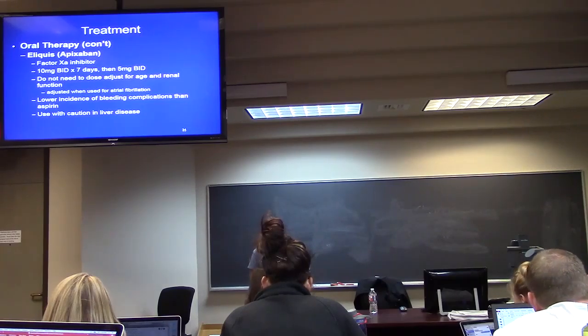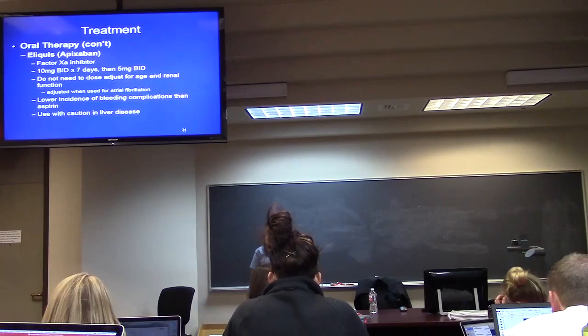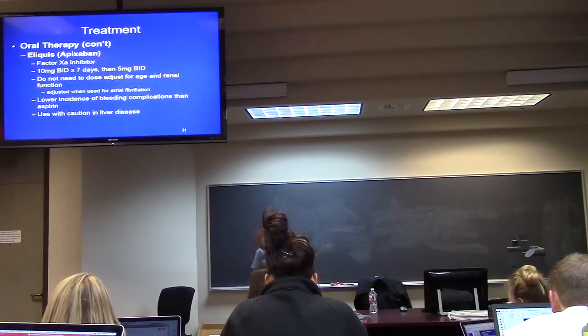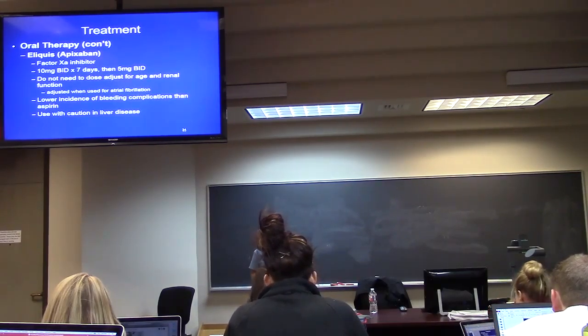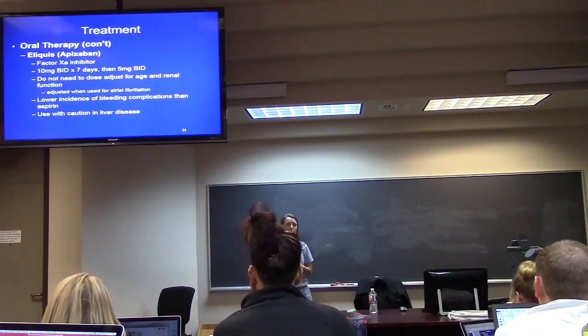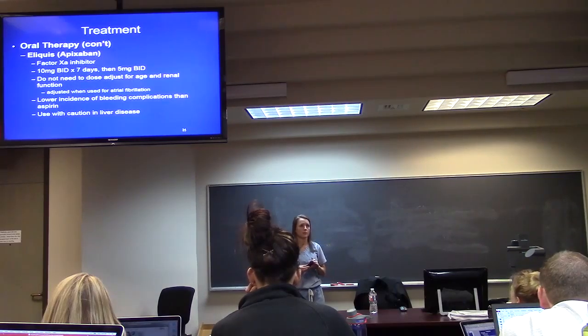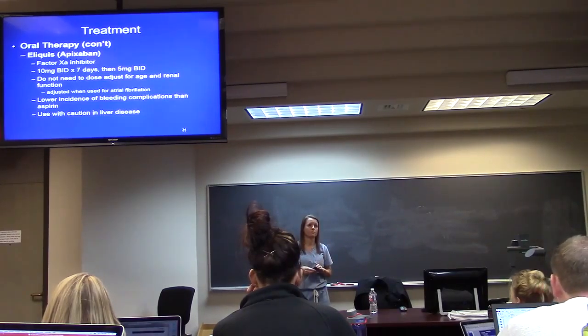Eliquis, which is my personal favorite, apixaban, it's another factor 10A inhibitor. With this one, you give 10 milligrams twice a day for 7 days, and then you back off to 5 milligrams BID. The good news about Eliquis is you don't have to dose adjust for renal disease. Again, the dose is different in AFib, so you may see different dosages. They also don't load in AFib.